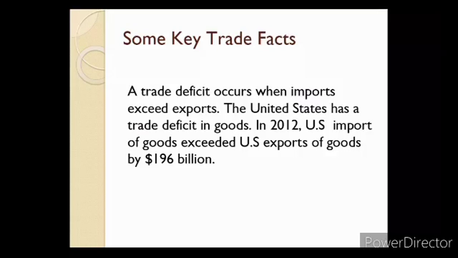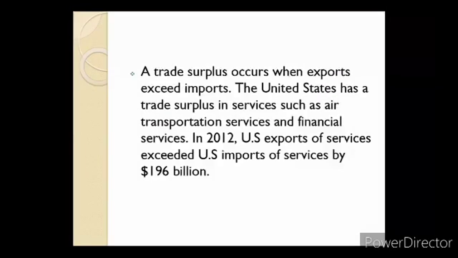In 2012, U.S. imports of goods exceeded U.S. exports of goods by $196 billion. A trade surplus occurs when exports exceed imports. The United States has a trade surplus in services such as air transportation services and financial services. In 2012, U.S. exports of services exceeded U.S. imports of services by $196 billion.